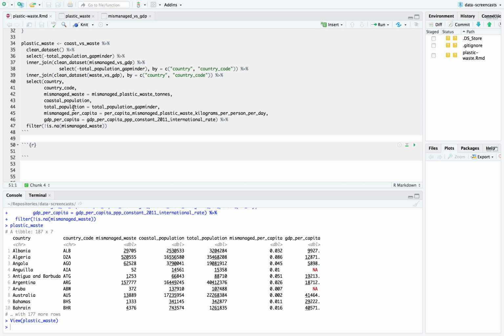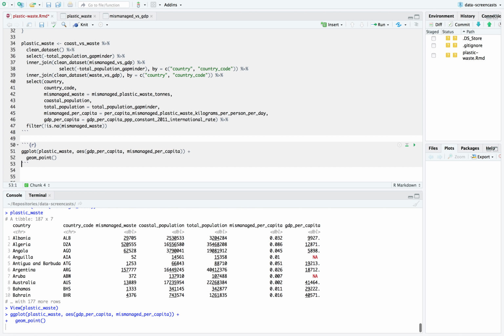So let's take a look for a moment. And it looks like it might not be as simple as that. Let's take a look at a comparison of GDP per capita and mismanaged plastic waste per capita on a scatter plot.